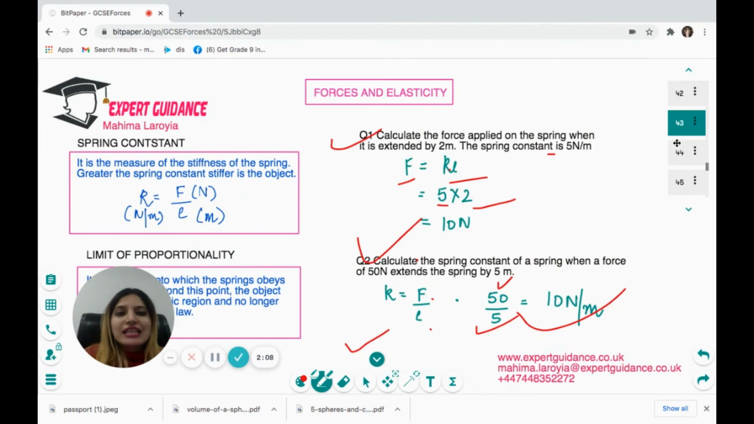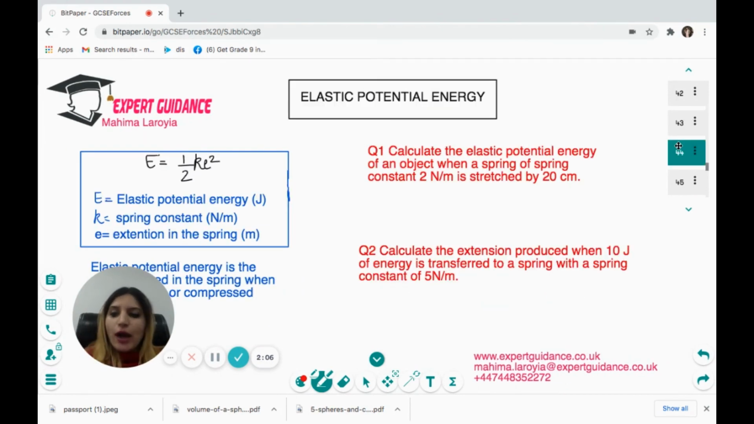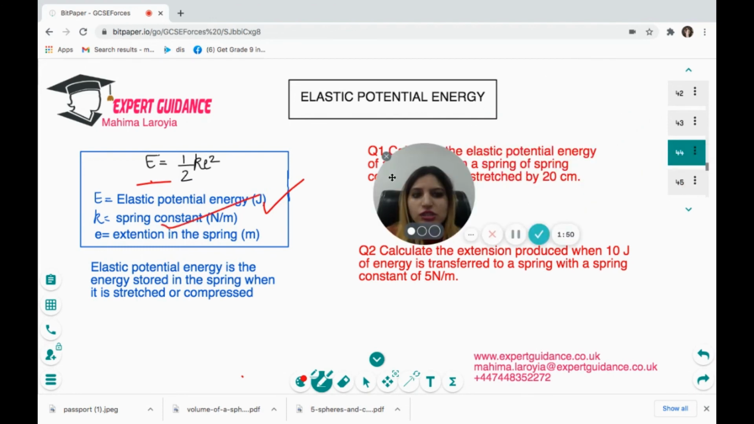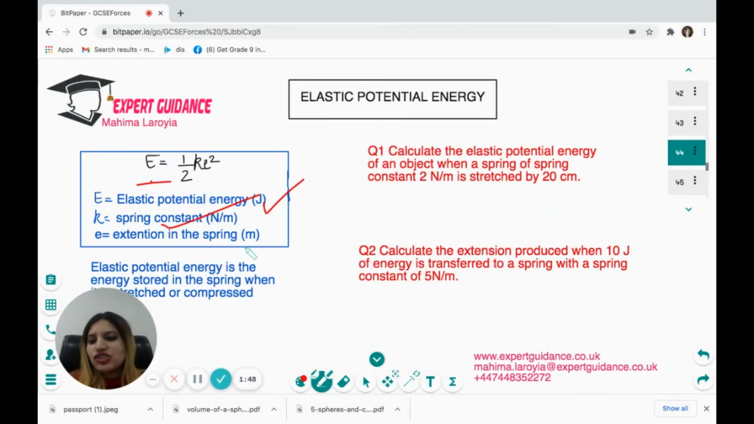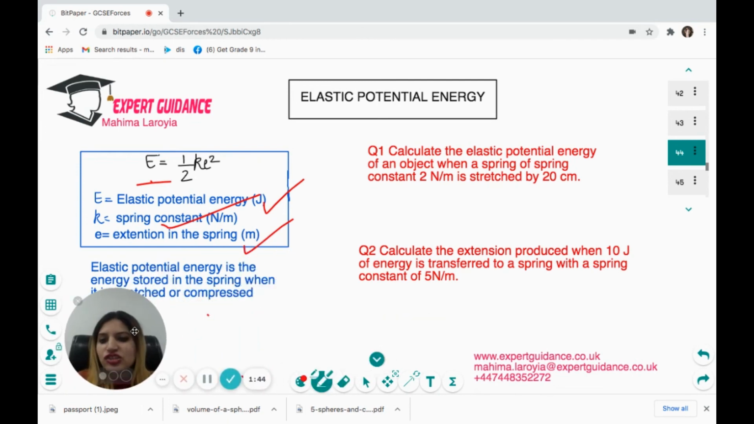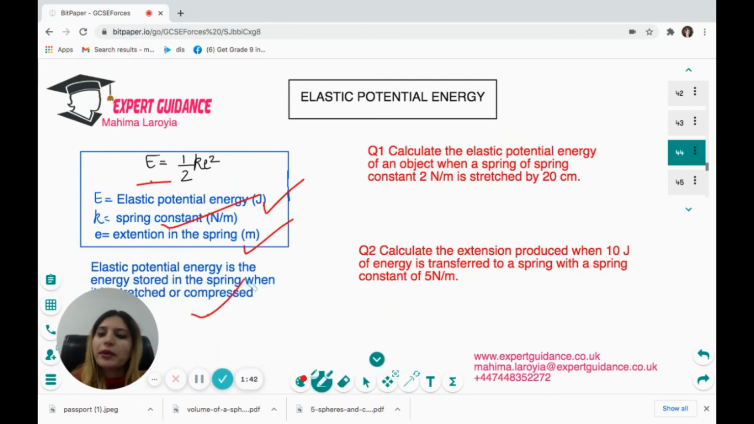Now, as you know, all elastic objects, when forces are applied, also have elastic potential energy stored in them. The formula to calculate this elastic potential energy is half k e squared, where E is the elastic potential energy, which is measured in joules, k is the spring constant given in newtons per meter, and e is the extension of the spring in meters. Elastic potential energy is the energy stored in the spring when it is stretched or compressed.